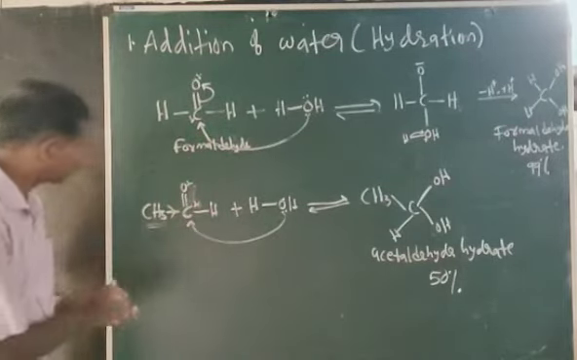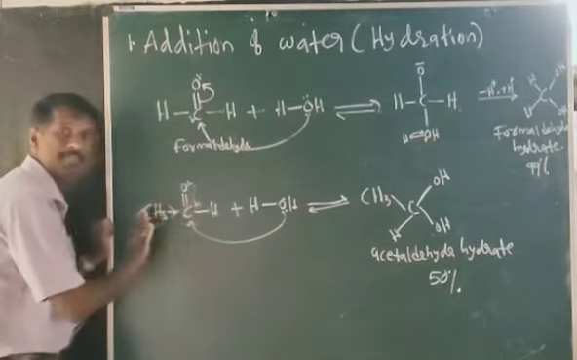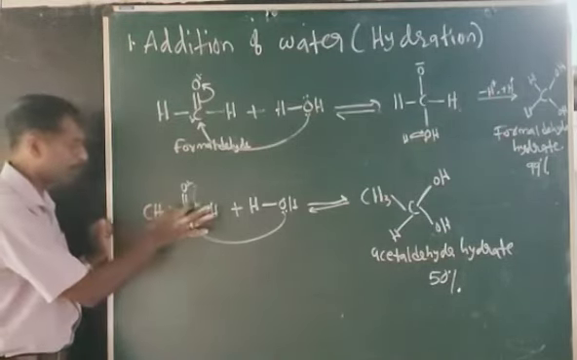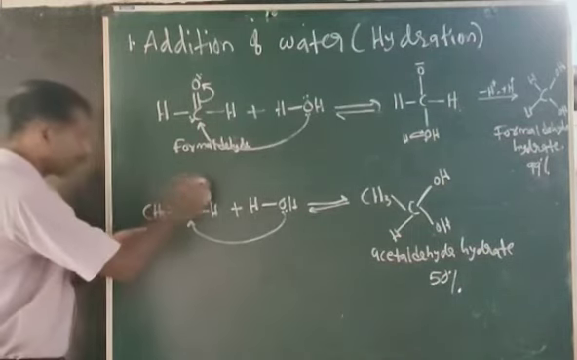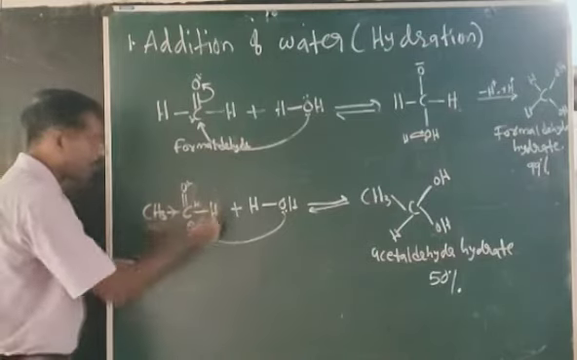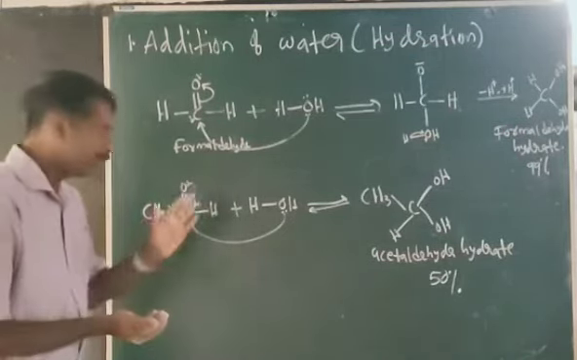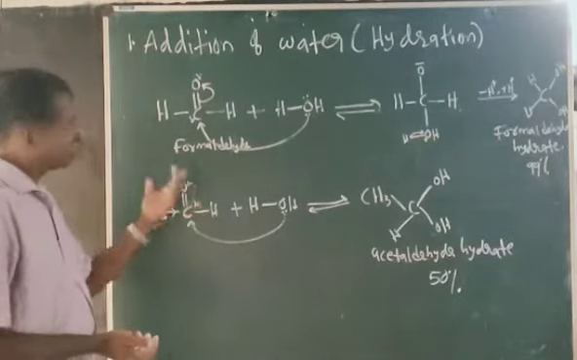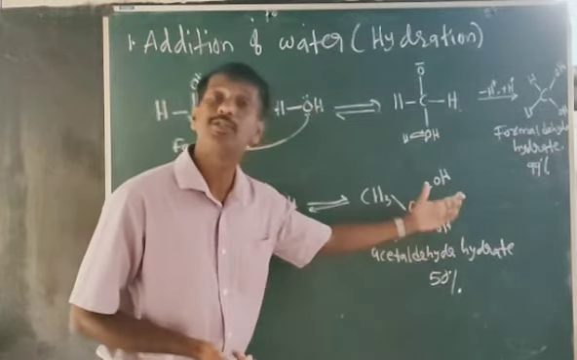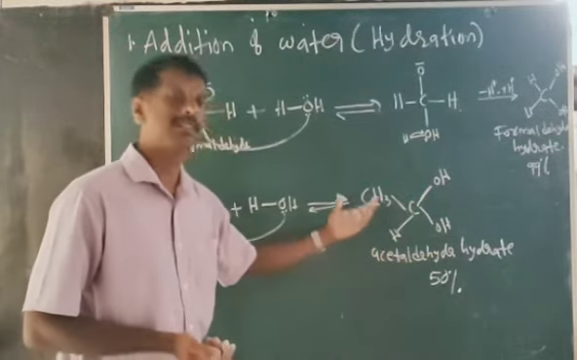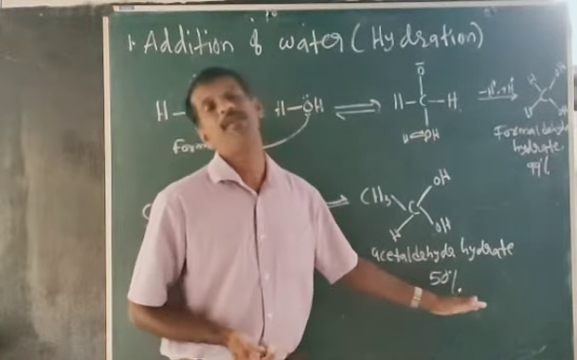Due to the presence of the electron pushing group, the plus I effect of the alkyl group, the positive charge on this carbon is reduced. Therefore, this carbonyl compound is more stabilized, more stable. Therefore, it will have less tendency to change into hydrate form. That is the reason the percentage of hydrate is only 50%.